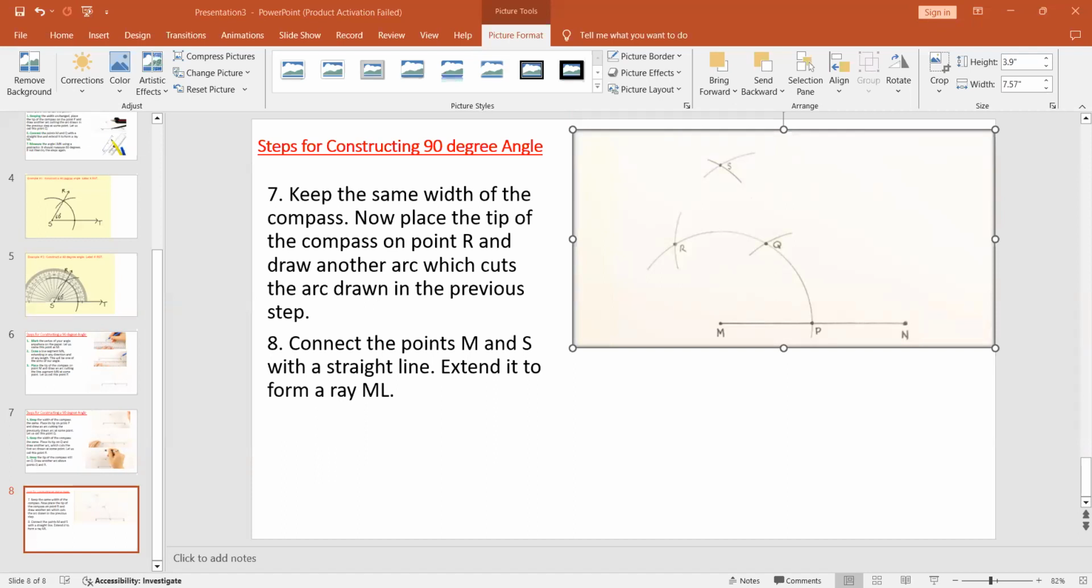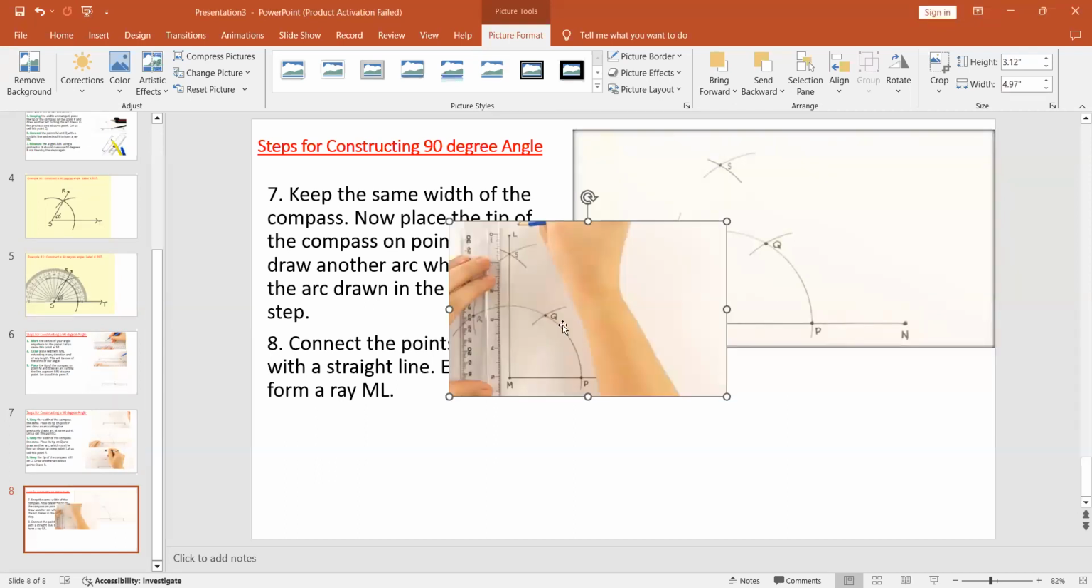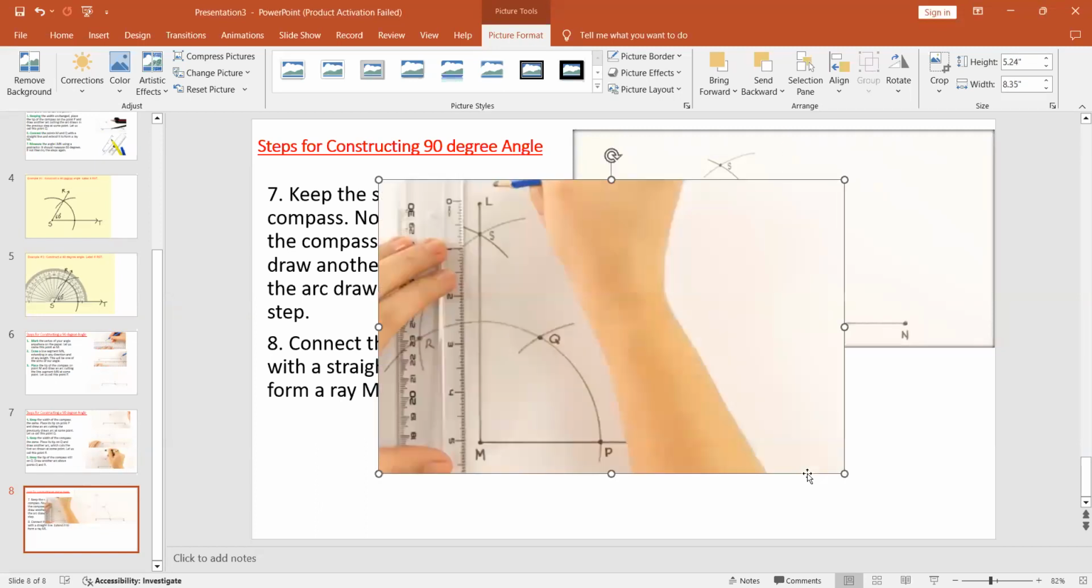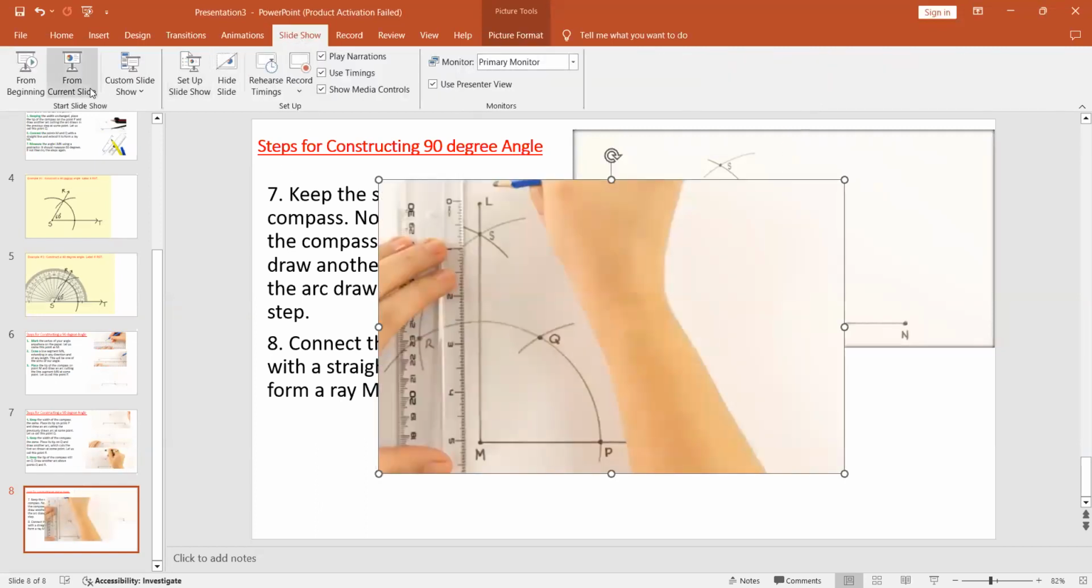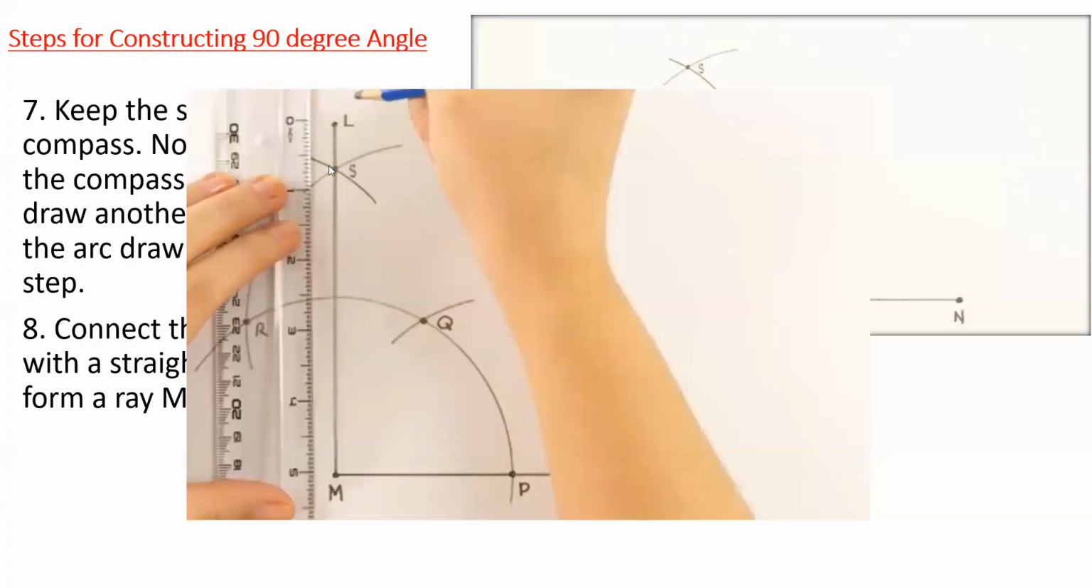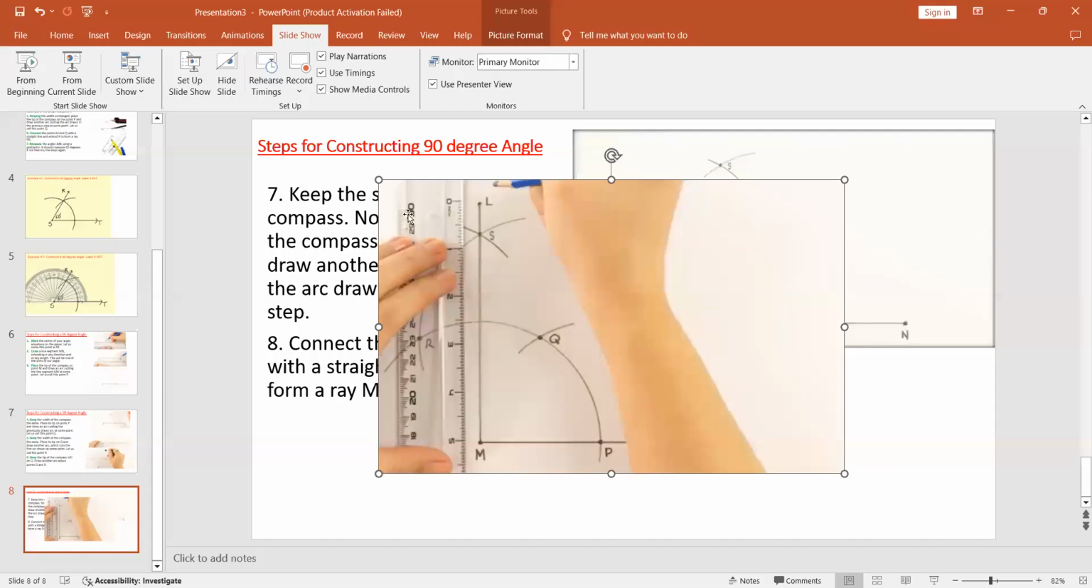So let me show you this image. What we have here is the last step. After you already draw this arc right here, you're going to take this line and draw it straight down in the middle. All right. And that's going to be 90 degrees, because remember, 90 degrees is just a right angle, right? It's like an L. And so that gives us our angle LMN. Okay, so that's how it is.